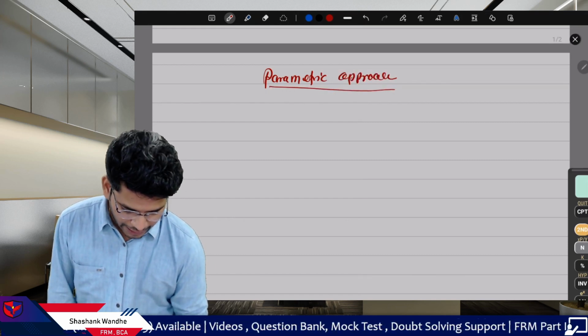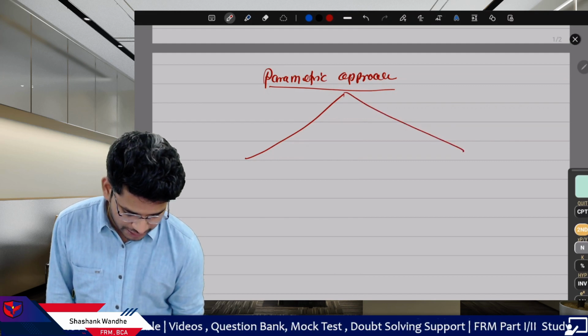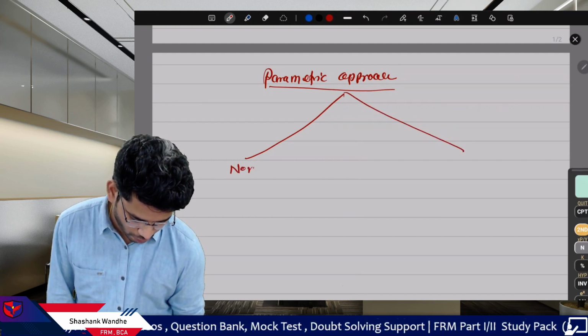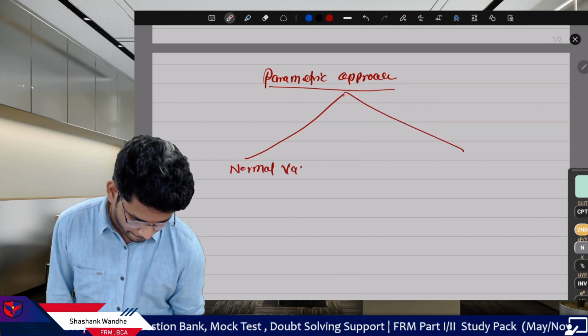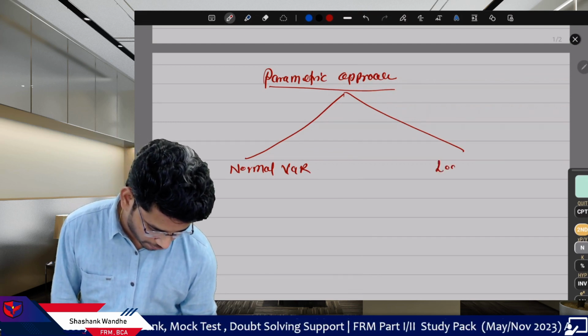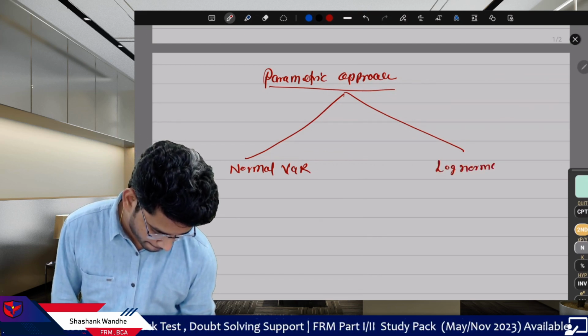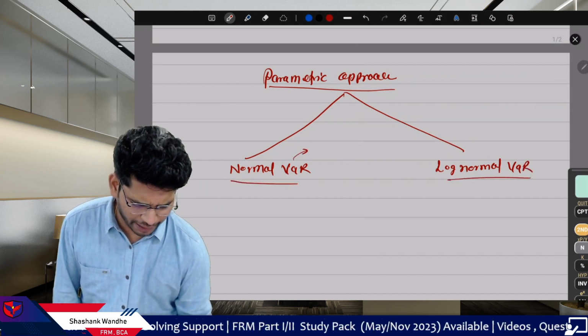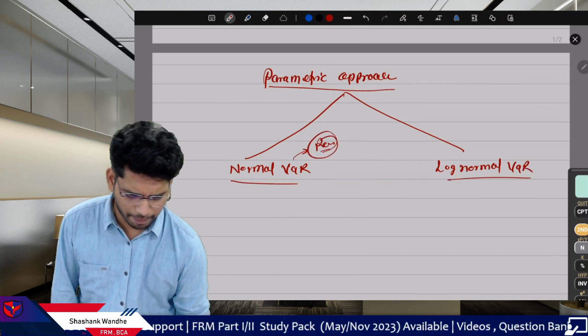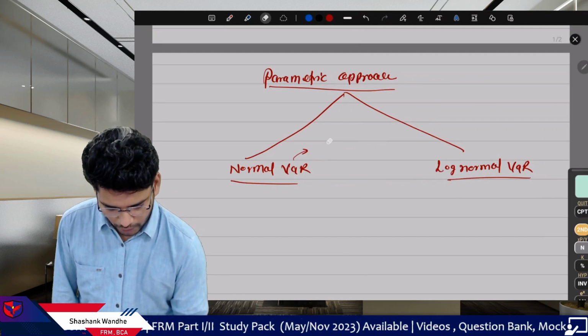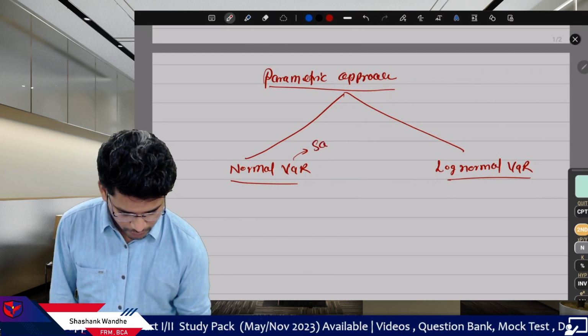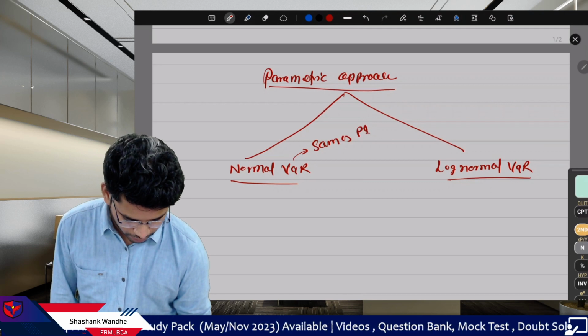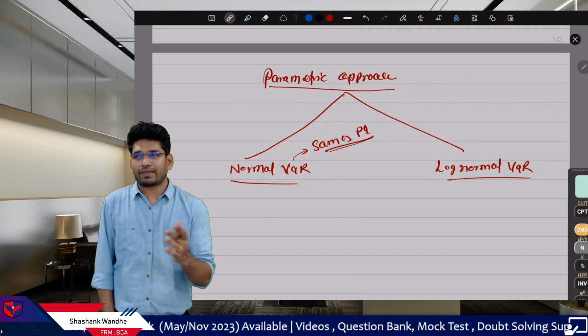Parametric approach. In the parametric approach, we will see two types of VAR. First is normal VAR, and second is log normal VAR. This is again purely repeated discussion, same as FRM Part 1. Okay, so nothing new here.